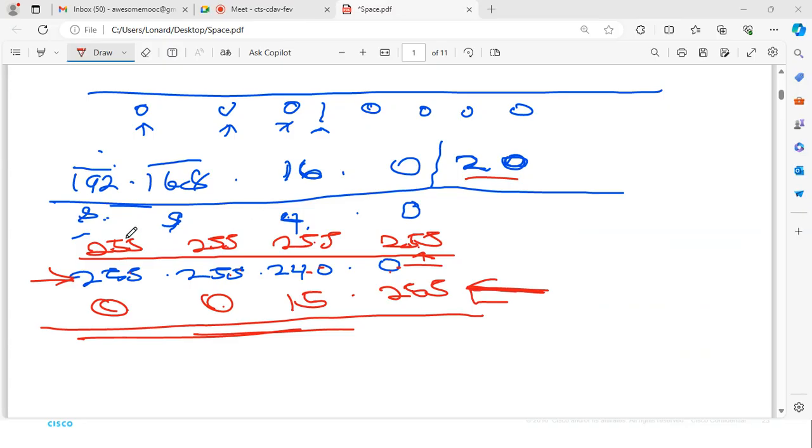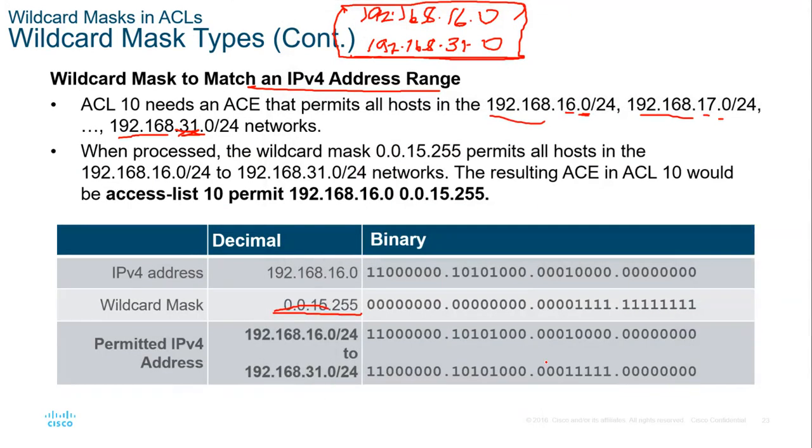Sorry. The reason why we did all this is to answer the question of where this one here is coming from as the wildcard mask. You get this one here, then subtract the subnet mask that we got from this. 255 minus 255, 255 minus 255, 255 minus 240, 255 minus 0. So you get this, and that is what we have.